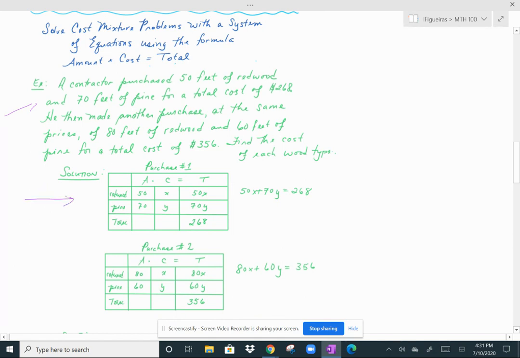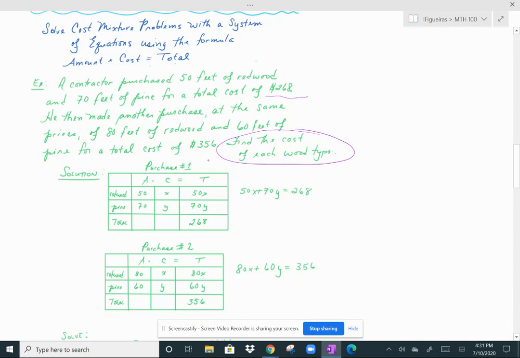The contractor purchased 50 feet of redwood and 70 feet of pine. We don't know what the cost of each one is. That's actually the question. Find the cost of each type of wood. So I'm going to call one cost x, the other one y, because they're probably different. Redwood is usually more expensive than pine. But you do know that you spent $268 on that purchase.